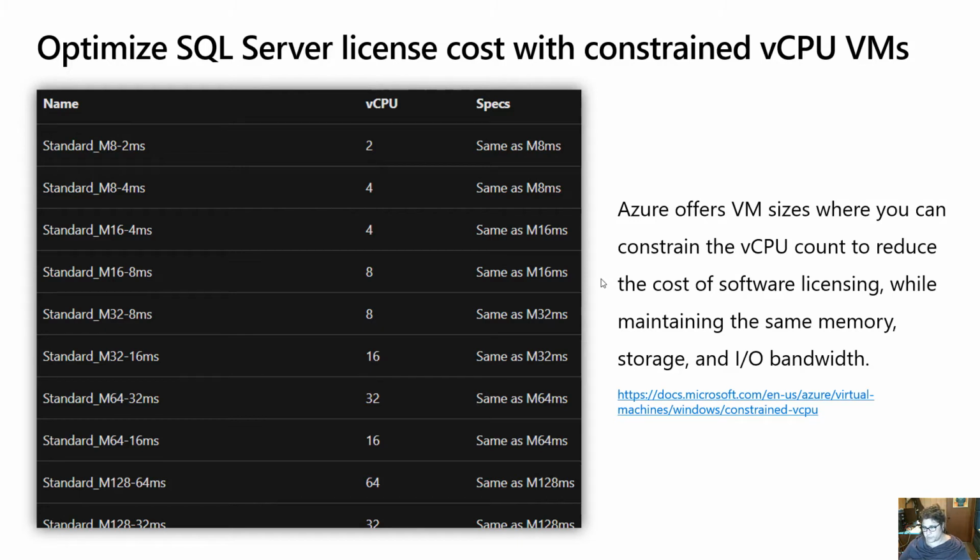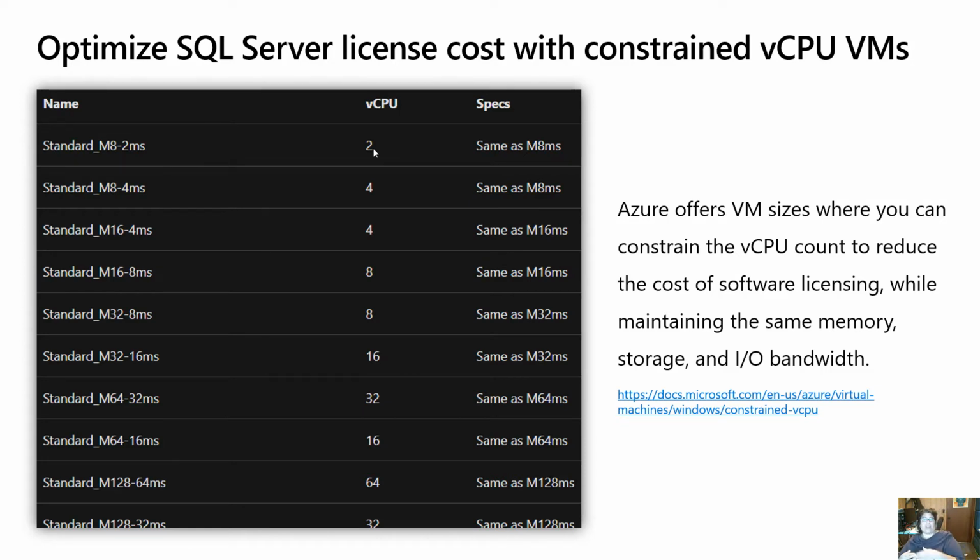These are virtual machines where you are paying for the compute and the IOPS and throughput of a higher CPU machine, but we are constraining them to a smaller number of cores so that you don't have to pay the same licensing costs. So for example, on the slide here, you can see this Standard M8-2ms. What this means is it's the same as the M8ms VM series, which would normally have 8 vCPUs, but it's constrained to 2 vCPUs. So you get the IOPS and throughput that you would get with that 8-core machine, but you only have 2 cores, and therefore only 2 cores need to be licensed for SQL Server.